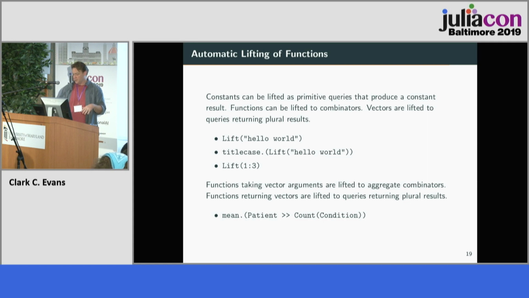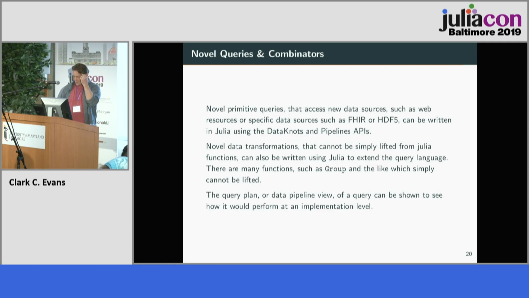And then you could, for example, use other functions, such as if you import the Statistics package's mean, you could say mean of the patient count of condition. So anyway, the most important part from our perspective is that not only do we have a high-level query algebra that we can build and define for our user community, but we can extend it. And the query combinators overall and the DataKnots implementation have a well-defined API for constructing query primitives and for constructing combinators. And you express these in terms of operations on pipelines. And we can talk about that at another talk.